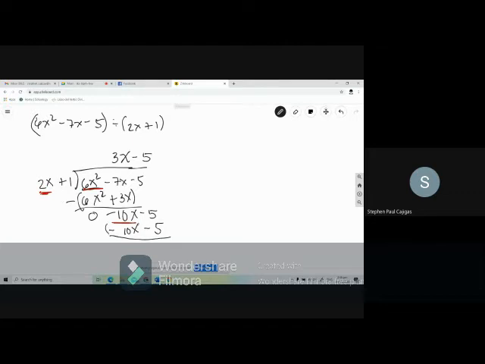And then isasubtract tayo ninhiya. So negative 10x minus negative 10x, so we get a 0 there. Negative 5 minus negative 5, so that is also a 0. So 0 naman kita, wala na kita bring down, so wala kita remainder. So that means that the final answer is 3x minus 5.